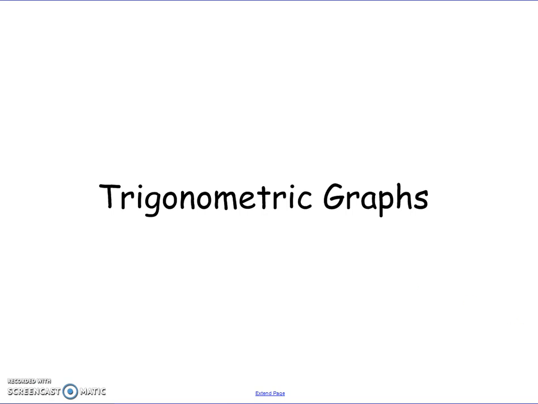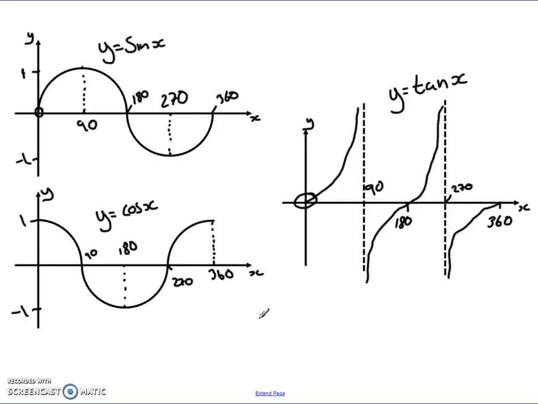Now, the basic trig functions, your sine, cos and tan, all have a set shape, and they all look just like this. The top graph here in the top left is your graph of y equals sine x. It's a wave function that starts at 0, reaches a peak value at 90 degrees, goes back to 0 at 180, its minimum value at 270, and goes back to 0 at 360.